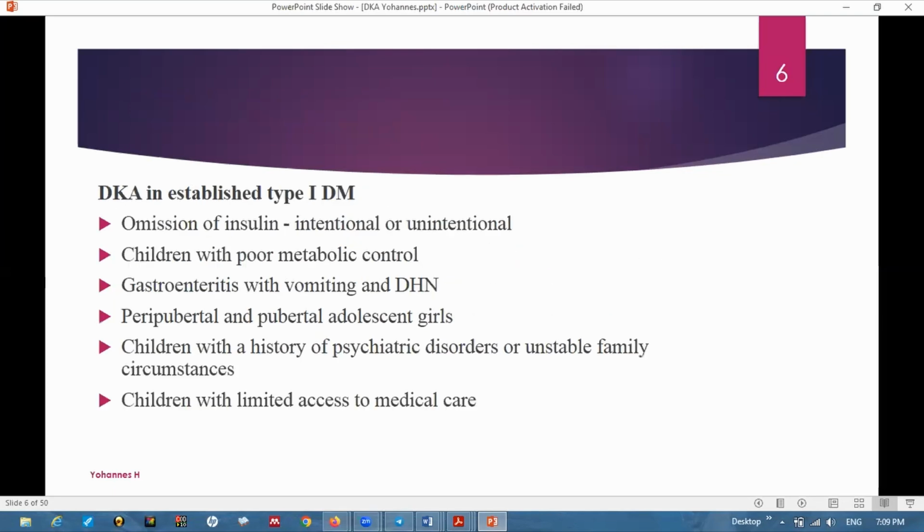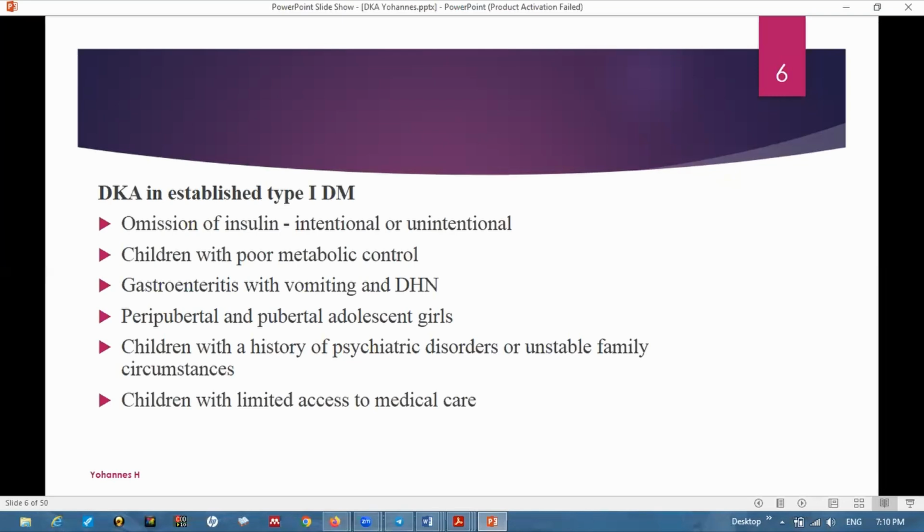The other risk factor is in those patients who have established type 1 DM. The most common cause of diabetic ketoacidosis is omission of insulin. It can be intentional or unintentional. Most of the time, it is unintentional, but in adolescents, if they are injecting the insulin by themselves, they may omit the insulin intentionally. It can be due to fear of the needle, or fear of complications like hypoglycemia.